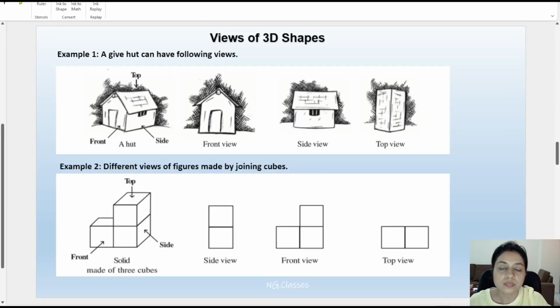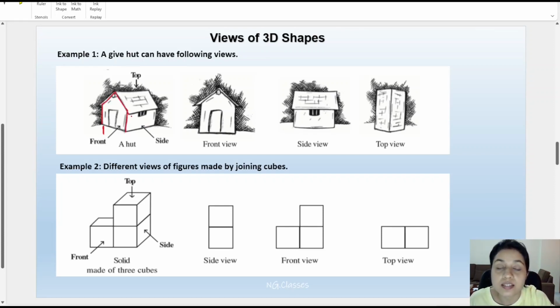Now three-dimensional shapes look different from different angles, or we can also say that three-dimensional shapes look different from different sides. Let's see the example. Here the first example, we have a hut. This hut, when we look at it from the front, suppose we are standing here at the red mark, all right? And when we look at it from the front, you will be able to just see this front view.